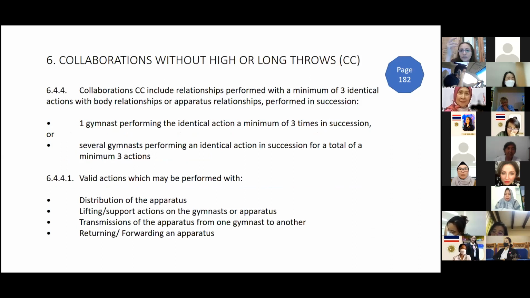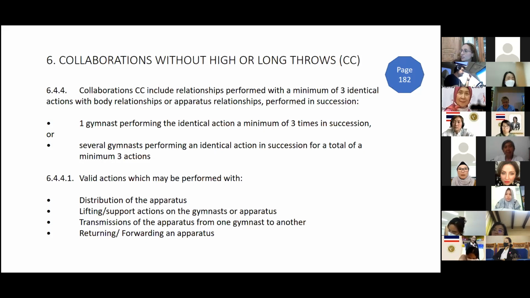What are the requirements of these CC? With a minimum of 3 identical actions. 3 identical actions with body relationships or apparatus relationships. 1 gymnast performing the identical action a minimum of 3 times in succession. So it can be from 1 gymnast throwing small throws or bouncing or like this, or several gymnasts performing an identical action in succession.